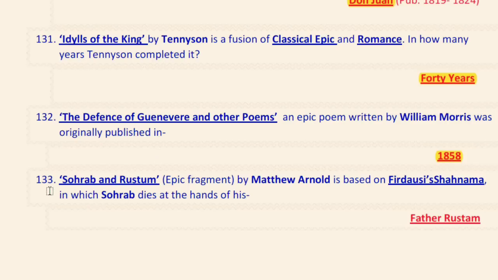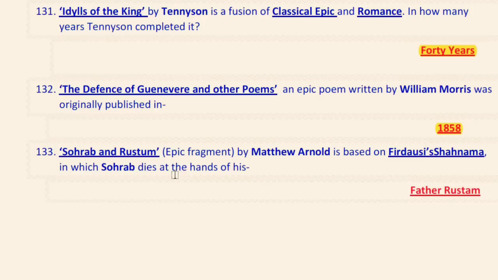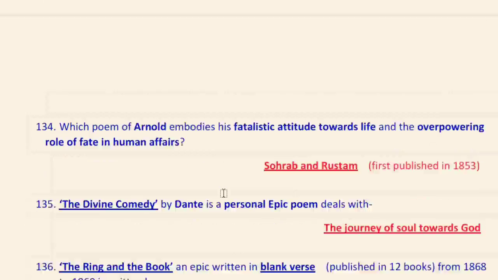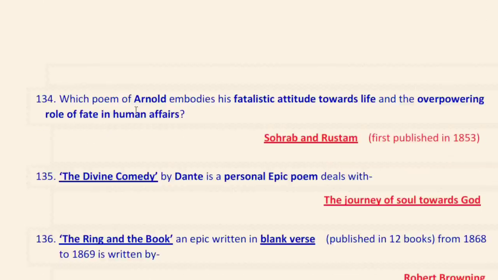Question number 133. Sohrab and Rustum, an epic fragment by Matthew Arnold based on Firdausi's Shahnama, in which Sohrab dies at the hands of his. The answer is father Rustum. Next question, question 134. Which poem of Arnold embodies his fatalistic attitude towards life and the overpowering role of fate in human affairs? The answer is Sohrab and Rustum. It was first published in 1853.